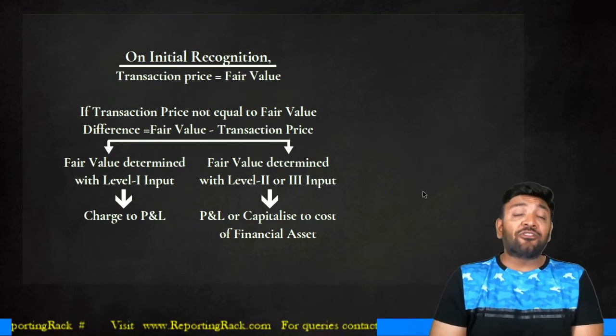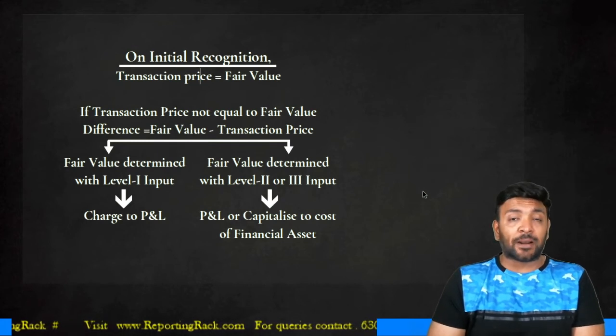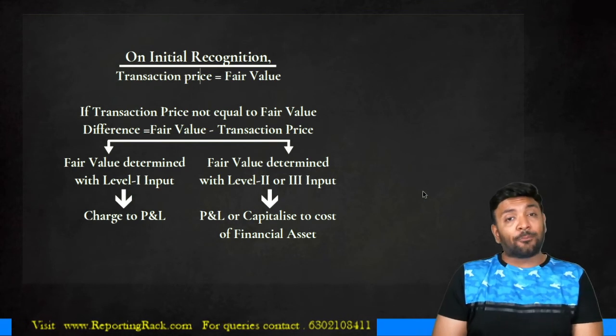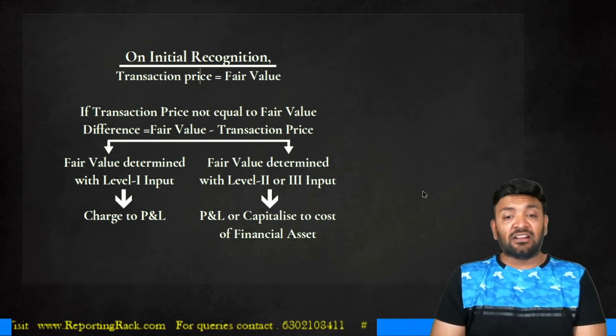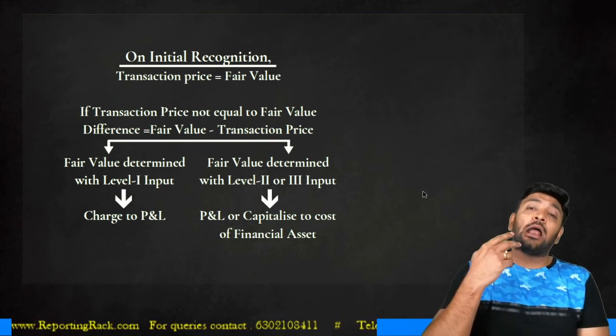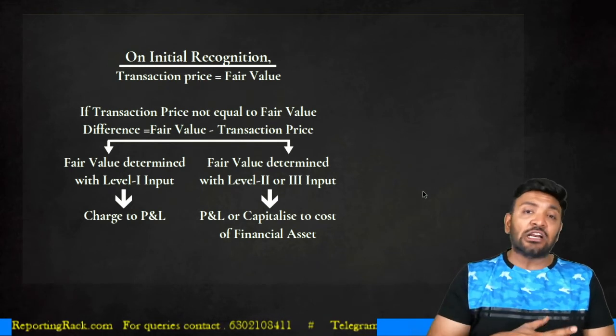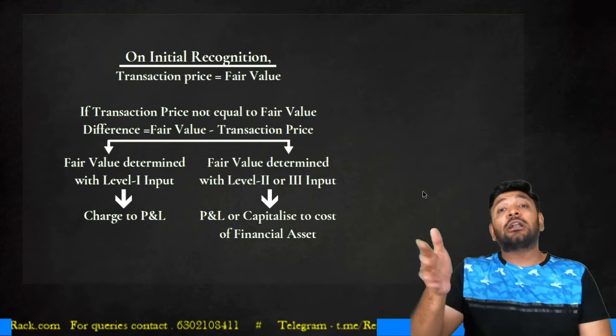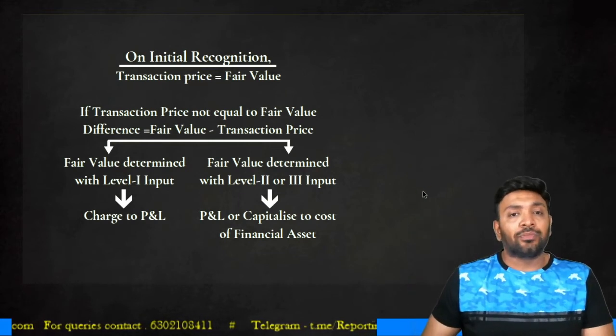But in case the difference between fair value and transaction price arises, if the fair value is determined as per level 2 input or as per level 3 input, then you have an option of either charging it off to P&L or capitalizing it to the cost of the asset and amortizing it over the period of the asset.